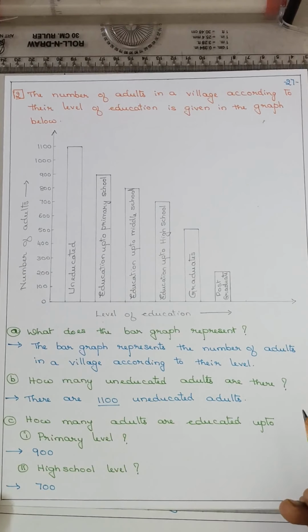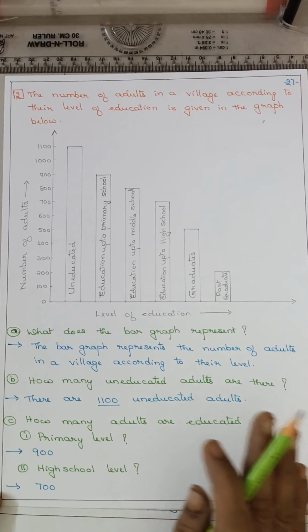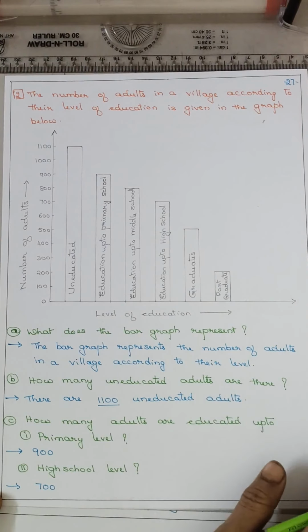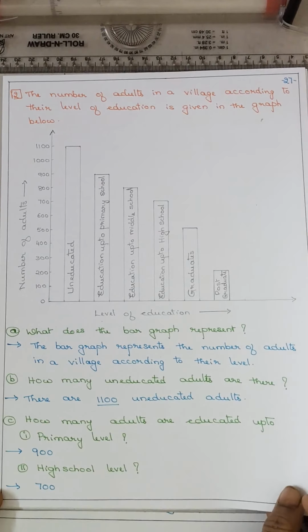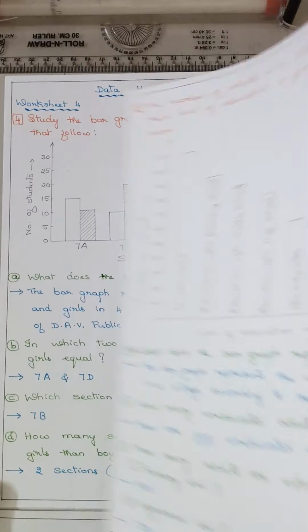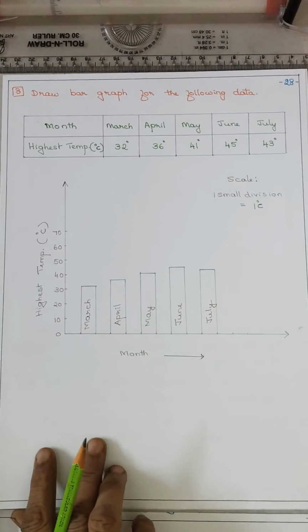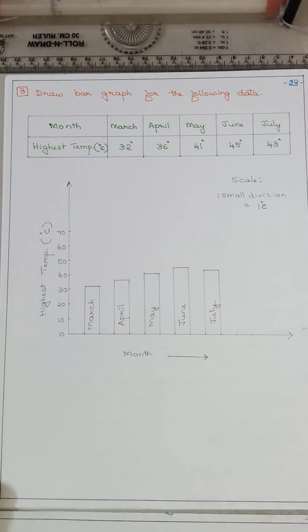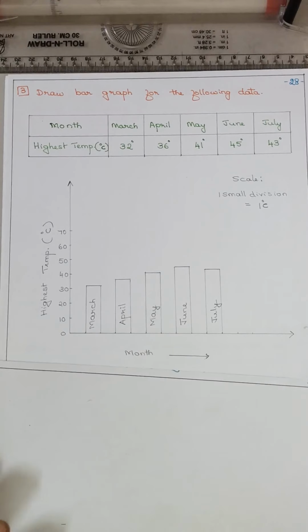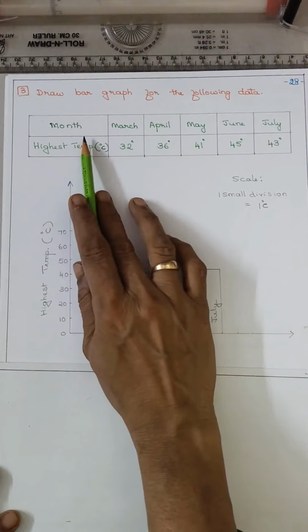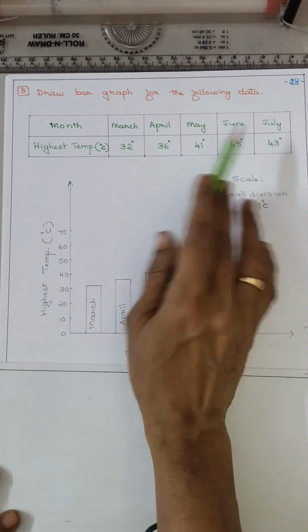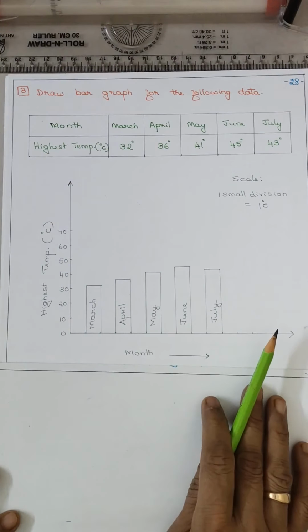Understood? So that was the second question. Already the graph is given and they have asked the questions. You have to answer them. Okay. Now coming to the third question. It is to draw the graph for the following. It is the month. Different months are given, then the highest temperature in degree Celsius.